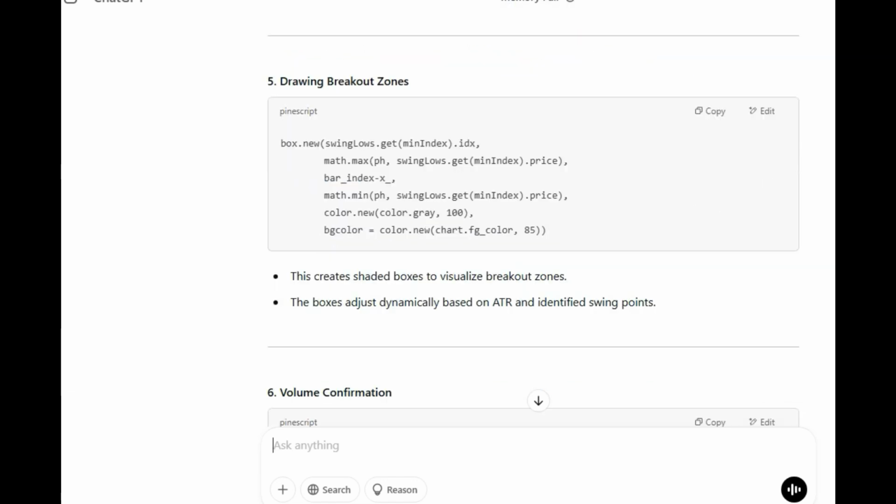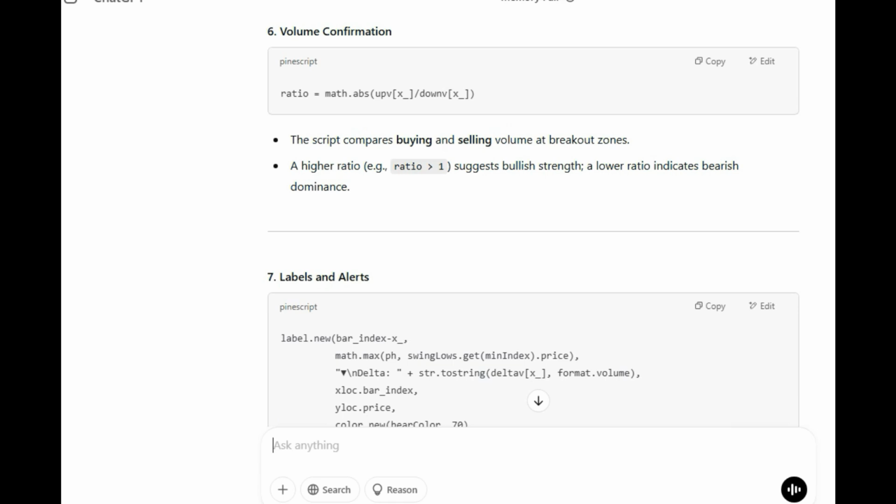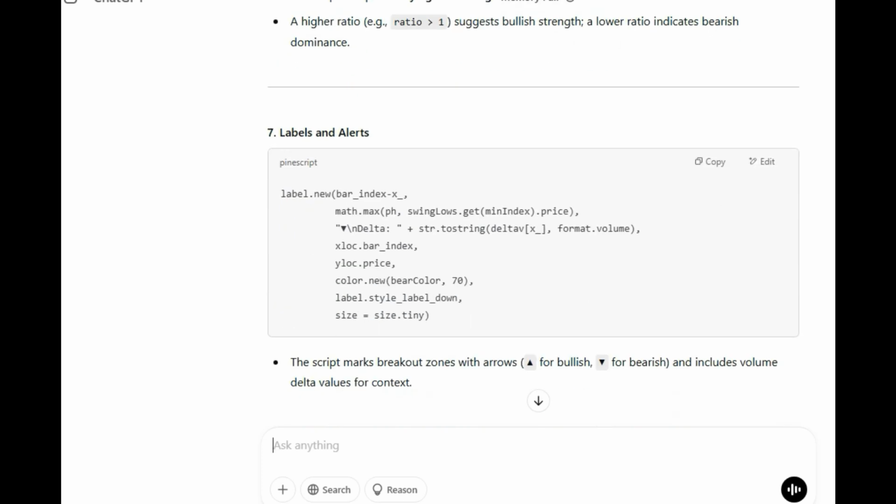Now, we need to draw the breakout zone, and this indicator will do that for you. It will draw a shaded box to visualize breakout zones. The boxes adjust dynamically based on ATR and the identified swing point. And last, we calculate buying and selling volume for each zone. A higher ratio above 1 suggests a bullish trend. A lower ratio indicates bearish dominance. And finally, we have our labels and alerts that you can see on the chart.